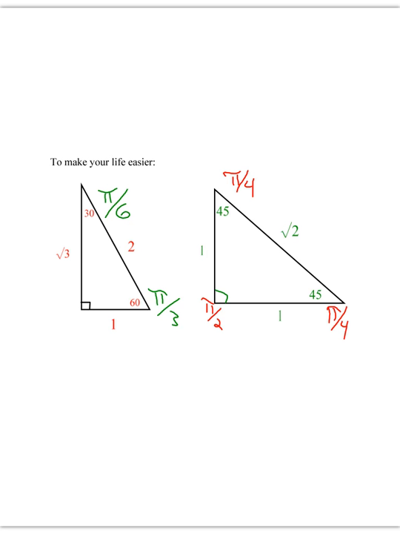Notice written here in green in the 30, 60, 90 are the radians of our angles. So 30 is pi over 6, 60 is pi over 3, and 90, of course, is pi over 2. And in our 45, 45, 90 right triangle, 90 is pi over 2, and our 45s are pi over 4. Make sure you get those down into your notes.